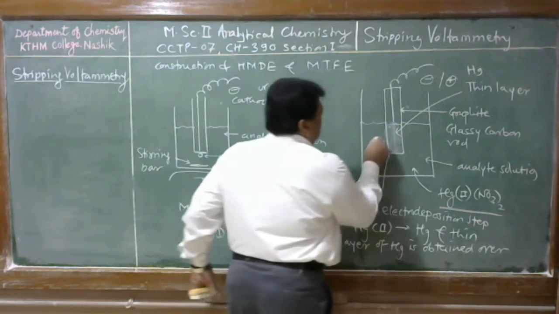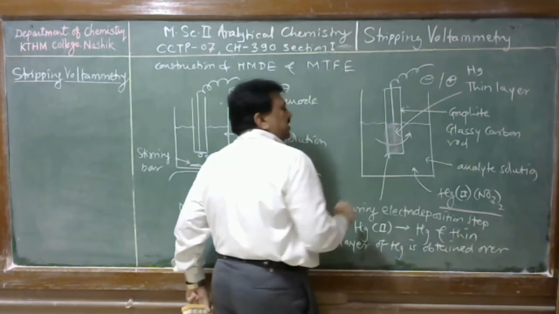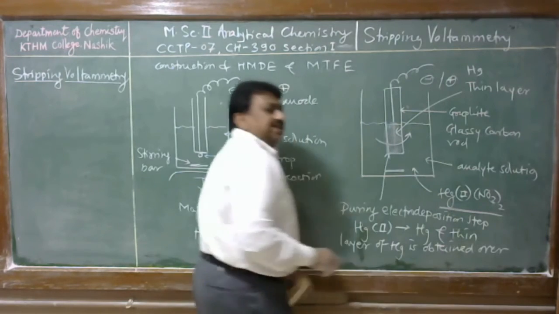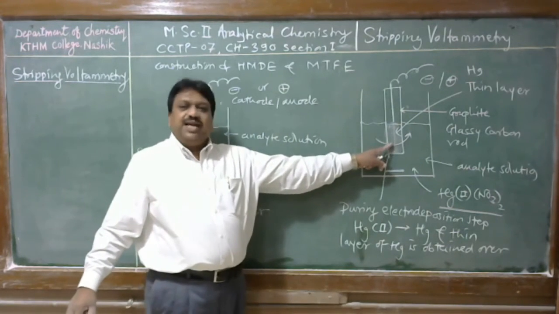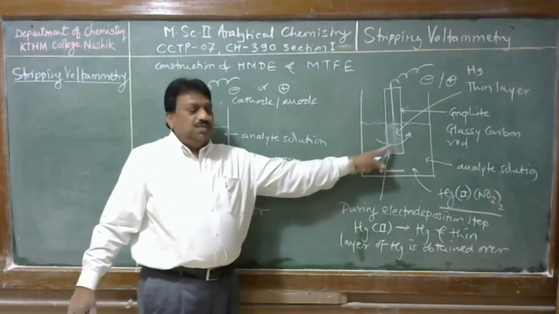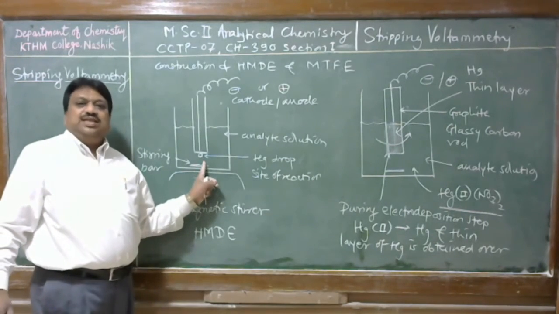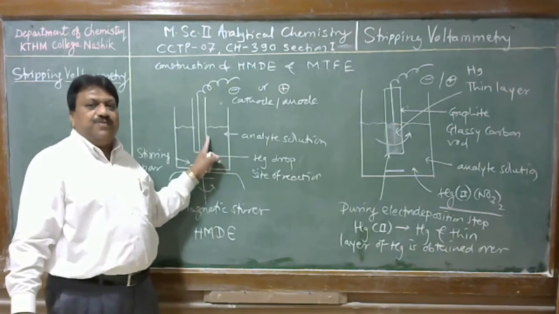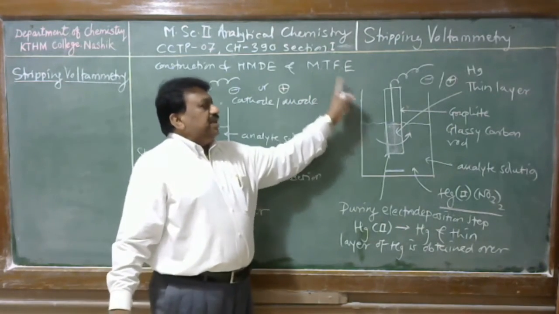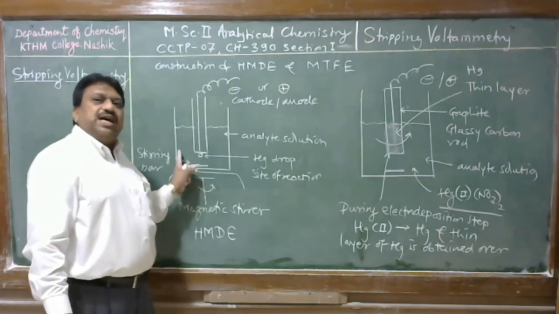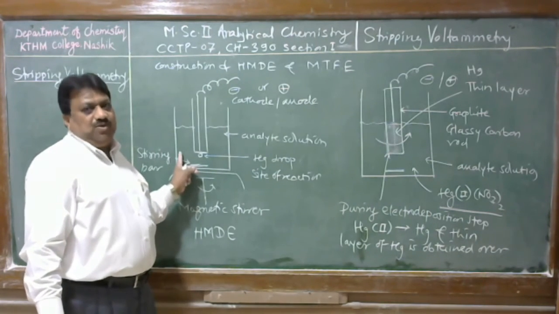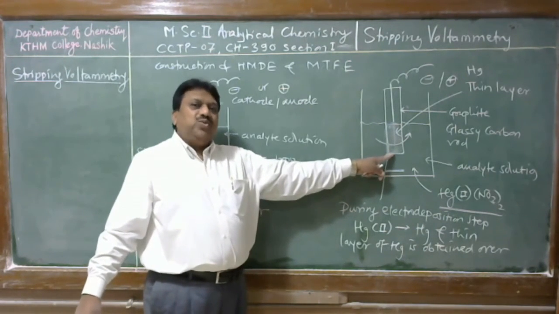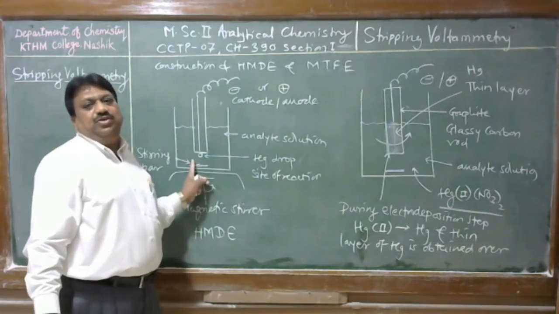Another advantage is that we can rotate this glassy carbon electrode simultaneously when stirring is carried out. That means stirring can be carried out by using this electrode, but stirring is not possible with this electrode. This is the construction of the hanging mercury drop electrode and the mercury thin film electrode. Both electrodes are utilized in hydrodynamic voltammetry. But this electrode gives a more accurate result than the hanging mercury drop electrode.